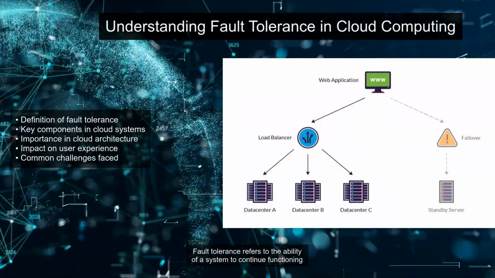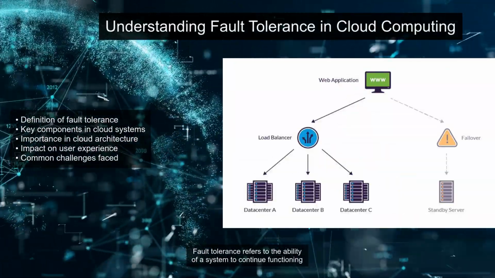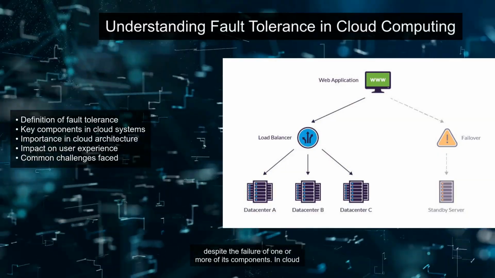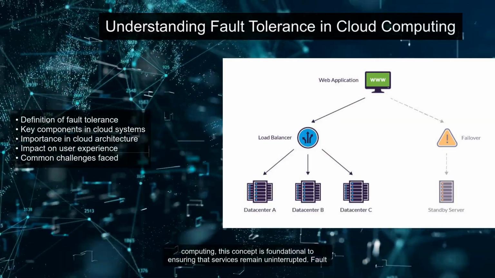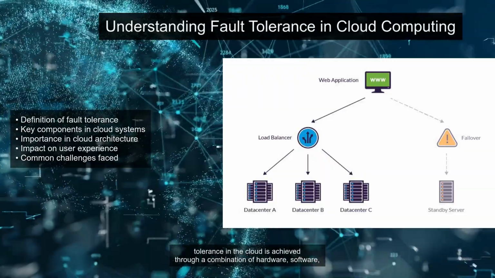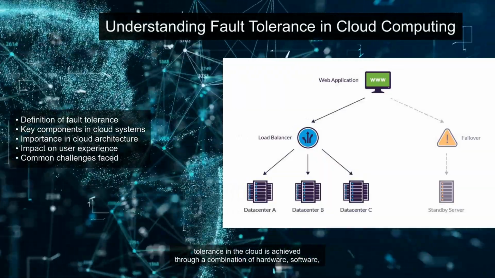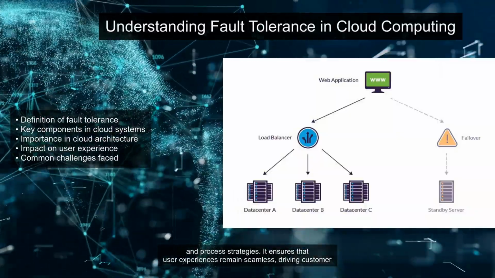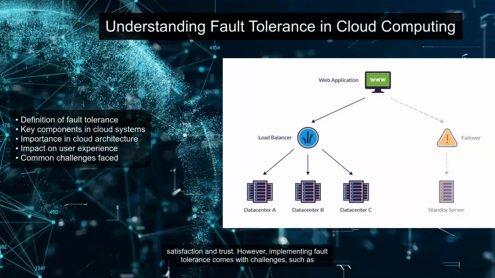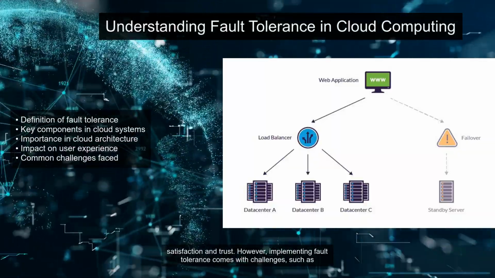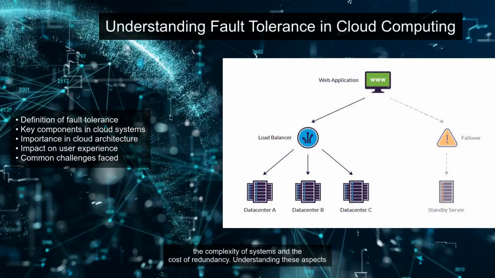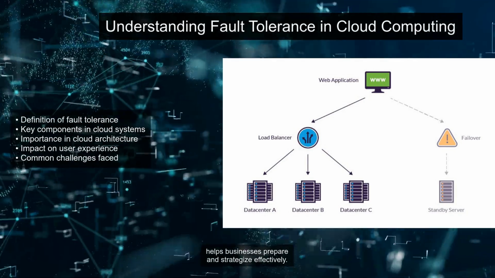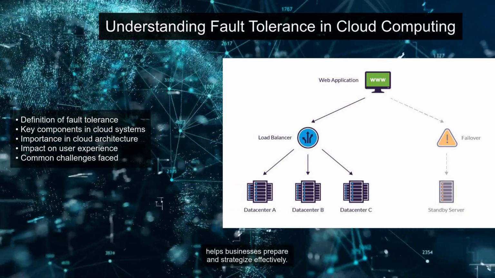Fault tolerance refers to the ability of a system to continue functioning despite the failure of one or more of its components. In cloud computing, this concept is foundational to ensuring that services remain uninterrupted. Fault tolerance in the cloud is achieved through a combination of hardware, software, and process strategies. It ensures that user experiences remain seamless, driving customer satisfaction and trust. However, implementing fault tolerance comes with challenges, such as the complexity of systems and the cost of redundancy. Understanding these aspects helps businesses prepare and strategize effectively.